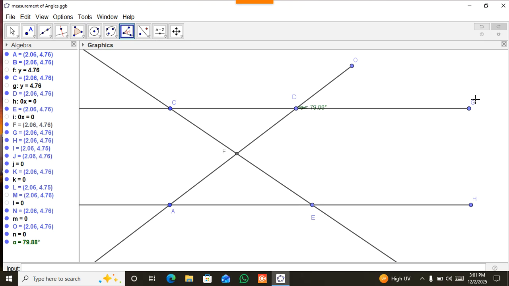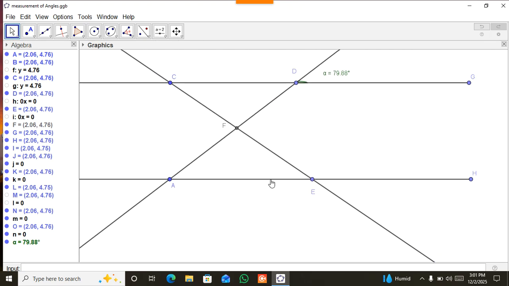That's angle GDO. So let's check the angle here. So the angle DGO is 79.88 degrees.